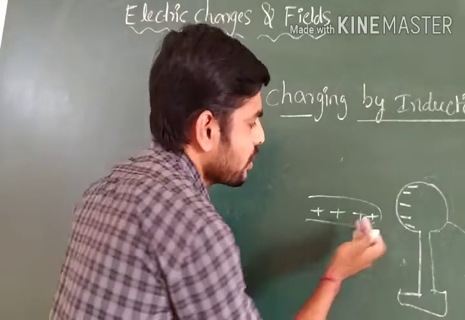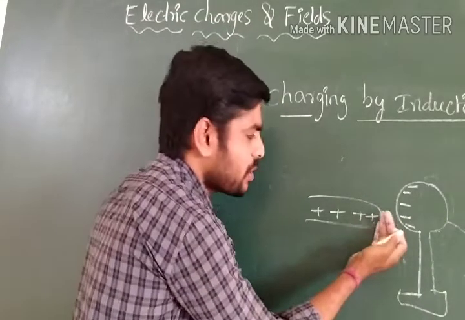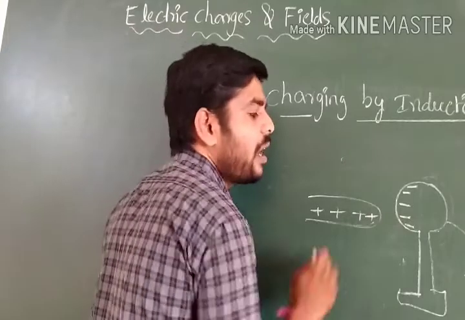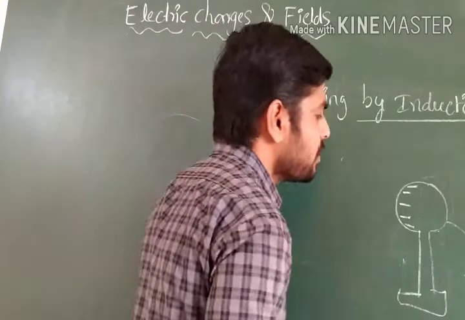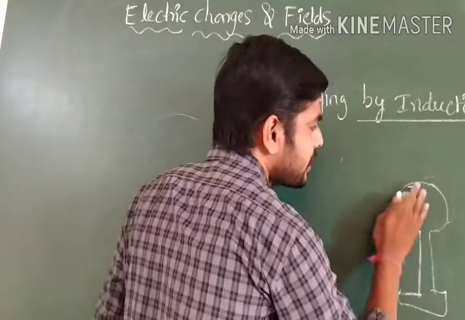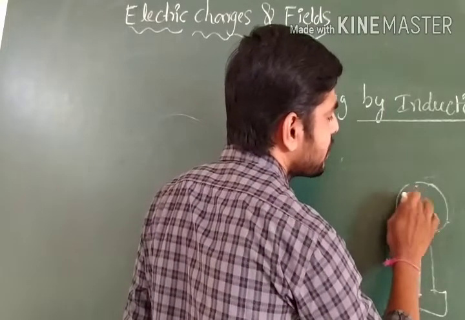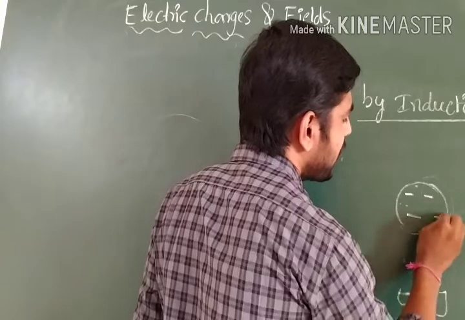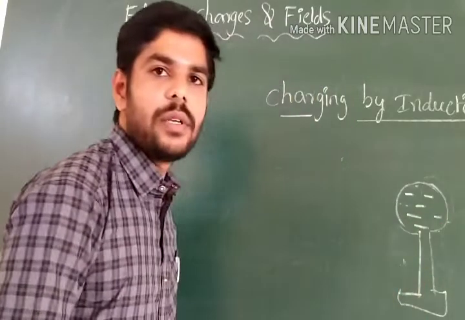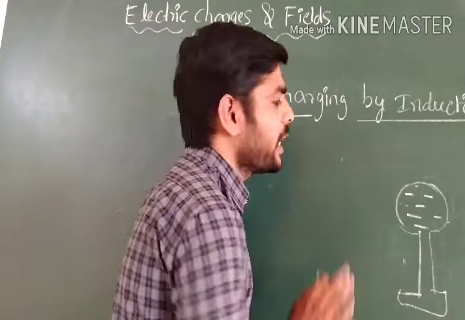Now if I remove this rod away, immediately the diagram becomes like this. You know, only negative charges are left like this, minus. Only negative charges we have.